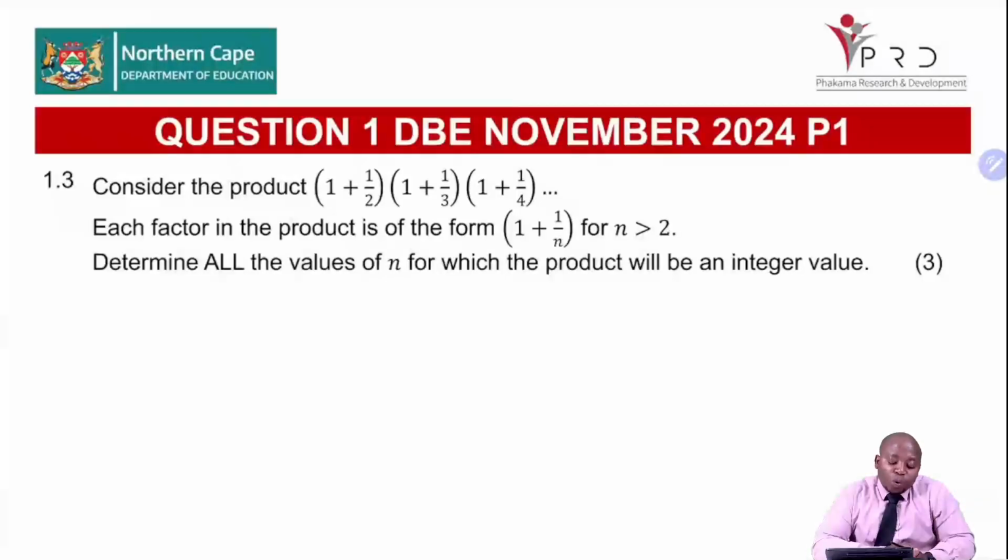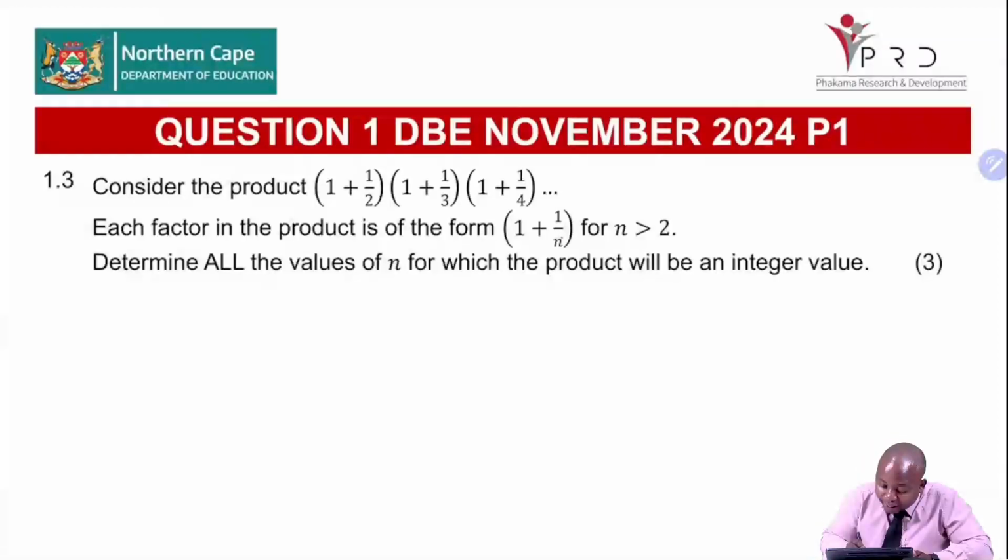Right, now let's go to 1.3. 1.3, this is the problem solving question. It says consider the product, so we are having the product of 1 into 1 plus 1 over 2. We have the second product, which is 1 plus 1 over 4, and we have 1 plus 1 over 4. Each factor in the product is in the form of 1 plus 1 over n, for n greater than 2.